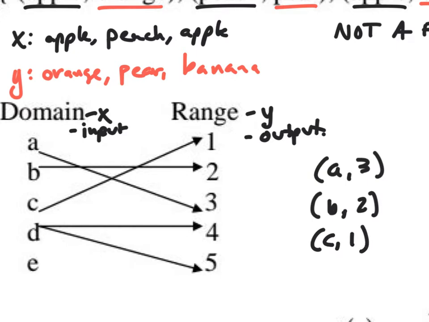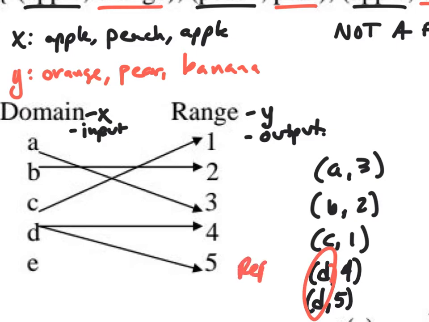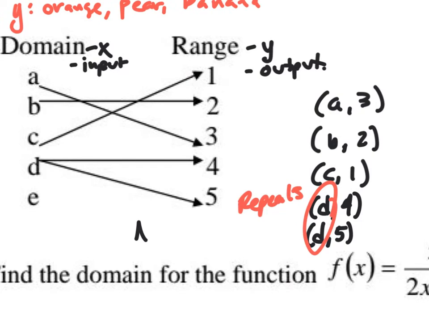Now let's take a look at my next one, D. This value is associated with not only 4, but it's also associated with 5. So that poses a problem. So D, 4, and then D, comma 5. Because this shows up twice, it repeats. I have no function. This is not a function.